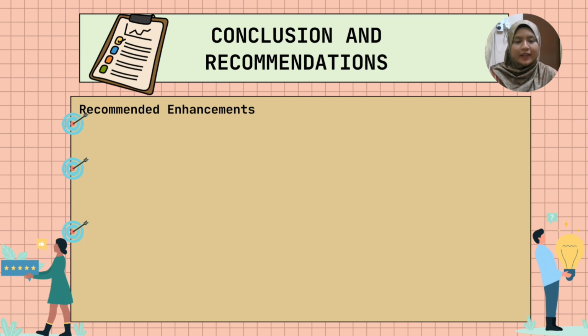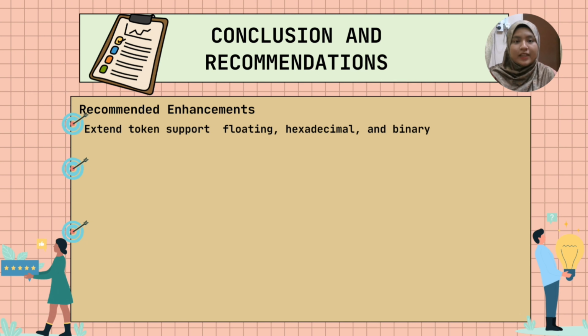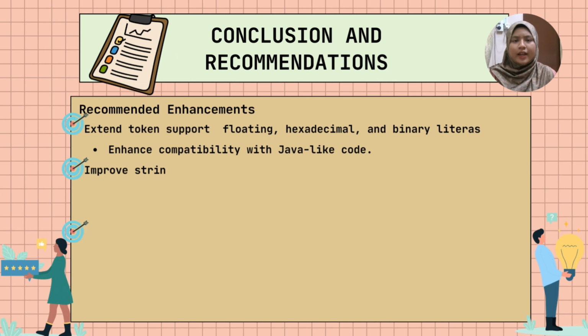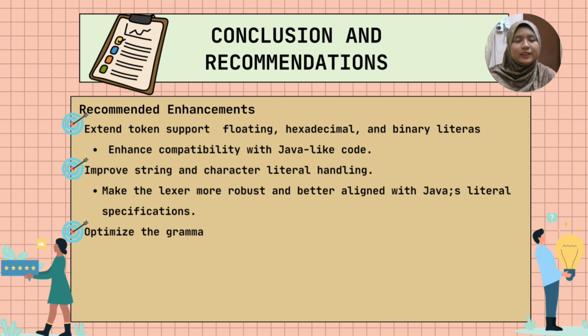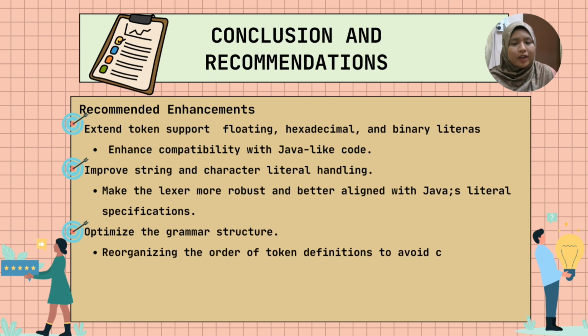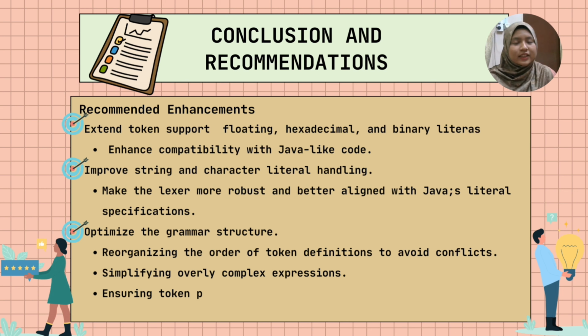Here are several recommendations for future use of this project. To improve the syntax checker, it is recommended to extend token support for floating point numbers, hexadecimals, and binary literals to enhance Java compatibility. String and character literal handling should also be improved, especially to support escape sequences more accurately. Additionally, the grammar structure can be optimized by reorganizing token definitions to avoid conflicts, simplifying complex expressions, and ensuring correct token precedence. I think that's all from us.